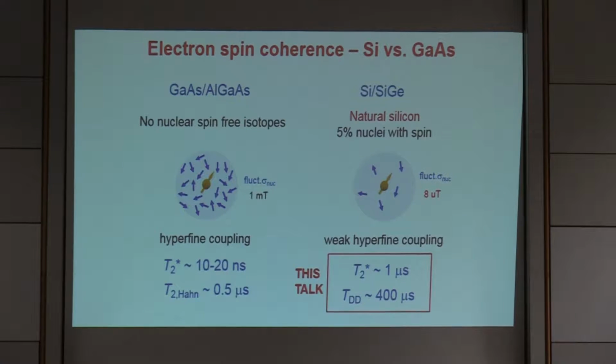In our structure, in our experiment, we were using just a natural silicon quantum well between two silicon germanium layers. So we were affected by the remaining 5% of nuclei, but nevertheless, we can reach a T2 star of the order of 1 microsecond and dynamical decoupling of the order of 500 microseconds. So an improvement of almost 100% compared to the bare single coherence time in gallium arsenide.